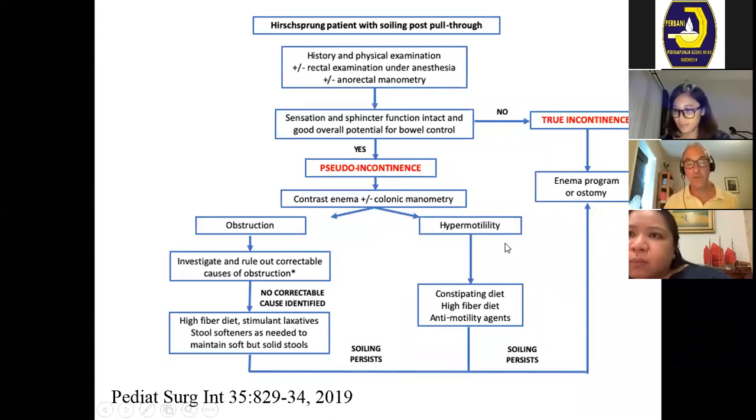If they have hypermotility, like I said before, then a constipating diet and anti-motility agents are often all they need. But if that persists, then they may need to go to bowel management. So this, again, is available in this article, and I find it's helpful to have it available to you when you're seeing these patients.